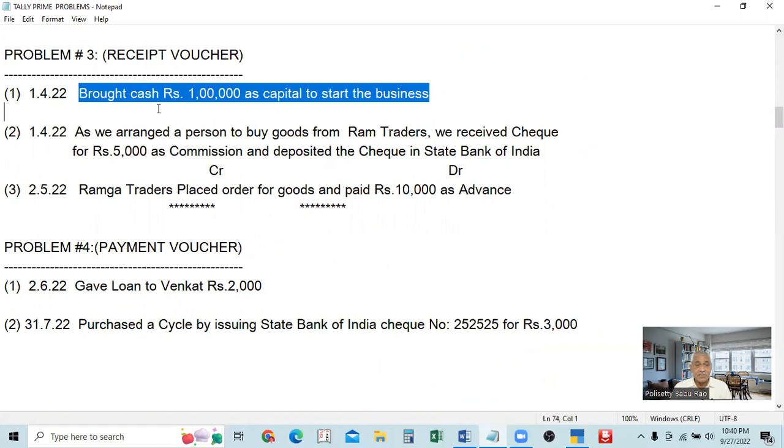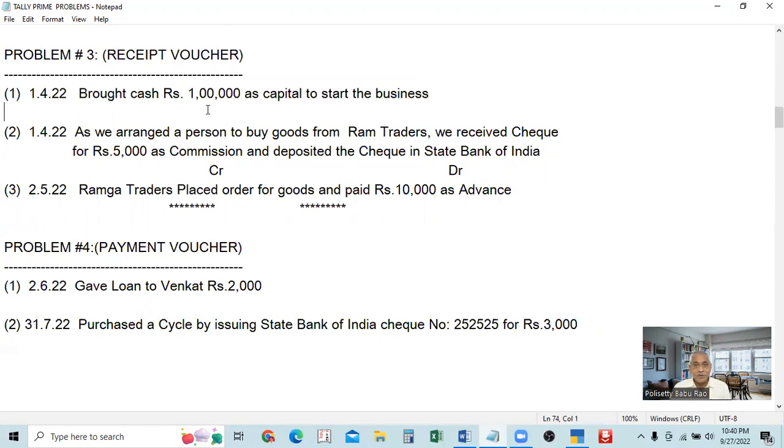See, first one, on 1st April, brought cash 1 lakh as capital to start the business. Who brought the capital? Proprietor. Proprietor brought cash 1 lakh as capital to start the business. So in this, we have to determine two accounts. What are the two accounts? Cash is the first account, and another one is the capital account. That is, the proprietor is bringing the capital amount. So instead of writing proprietor, we call it capital. Whenever the proprietor is giving to the business, we call it capital. These are the two accounts involved in the transaction, cash and capital.